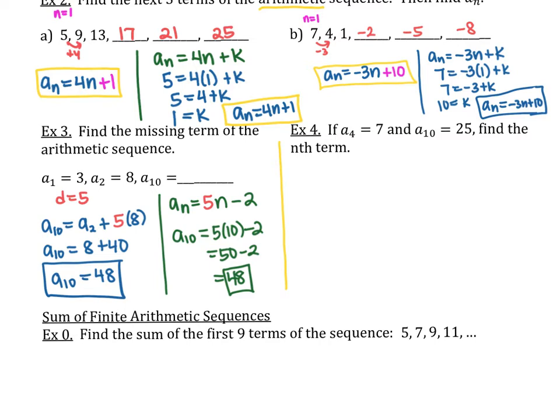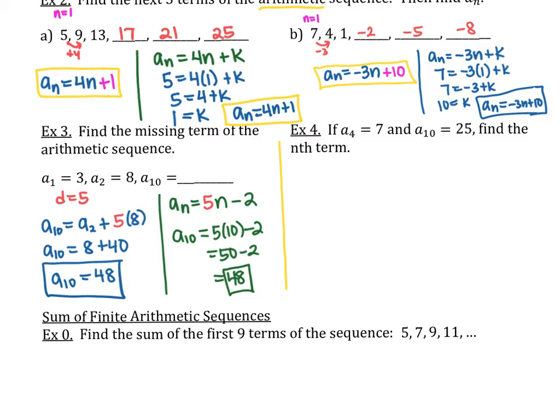For example 4, it's very similar, kind of. They tell me that the 4th term is 7, and the 10th term is 25. I want to find the nth term, so I want to find the formula. If they gave me consecutive terms, it would be very easy to find the formula because I would have D already. So again, I'm going to show you more than one way to do it, and you're going to decide which way makes more sense to you, and you're going to do it that way.